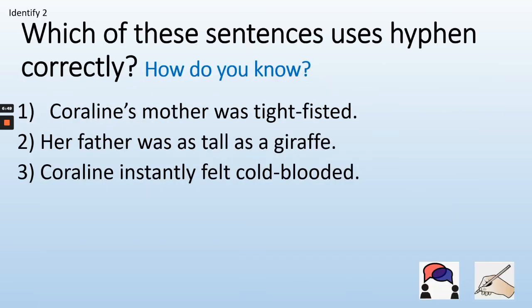So which of these sentences has used a hyphen correctly and how do you know? 1, 2 and 3 in your books and tick or cross. Coraline's mother was tight-fisted. Her father was as tall as a giraffe. Coraline instantly felt cold-blooded. Pause the video now and write your answer.